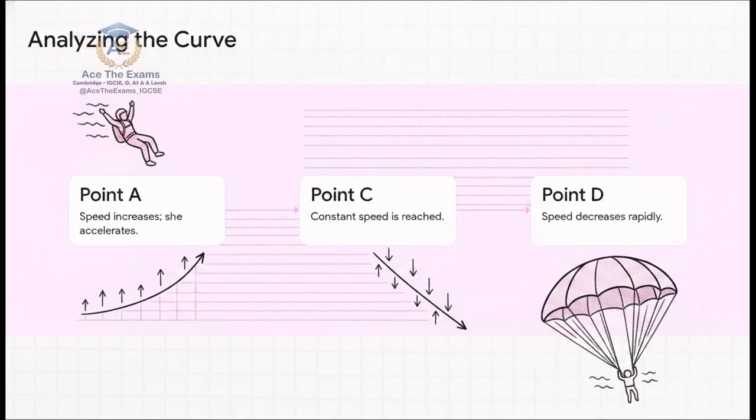The speed reaches its absolute maximum value and stays exactly the same. Then, bam, at point D, the parachute opens, the speed decreases rapidly, and we get this very steep, sudden drop. That's high deceleration. See what we're doing? We're translating a visual curve straight into precise physics terminology.